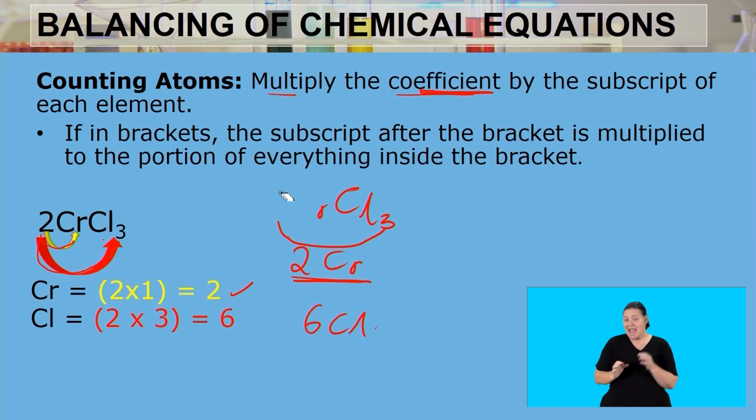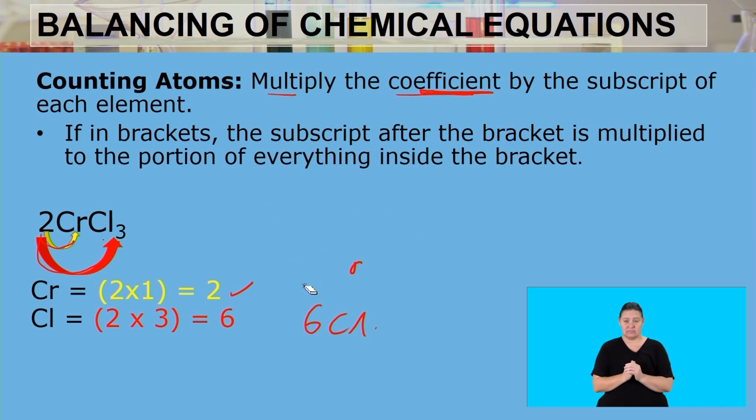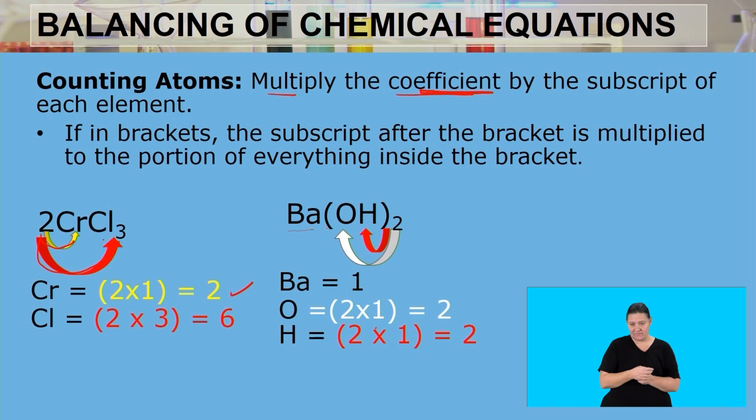Then again, if we have brackets, the subscript after the bracket is multiplied to everything inside the bracket. What do I mean by that? We are given this particular chemical formula with a bracket. The subscript that is outside the bracket multiplies everything inside the bracket. So the Pa will remain as 1, but then the O will be multiplied by the 2, so it's going to be 2 oxygen. And then the H is also multiplied by the 2 because it's still inside the bracket, so it's going to be 2 hydrogen. That's what I mean by counting.